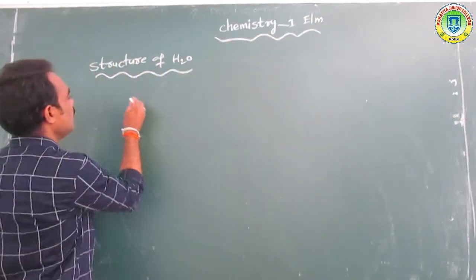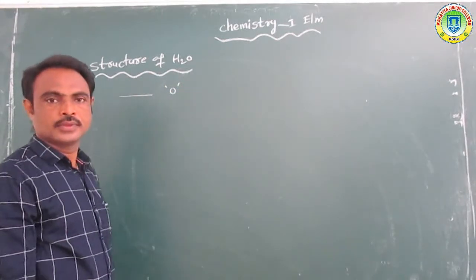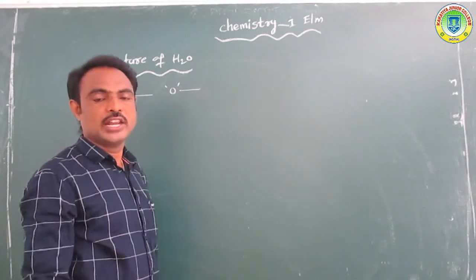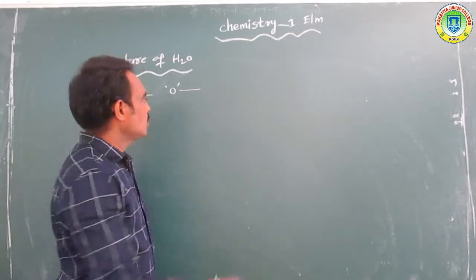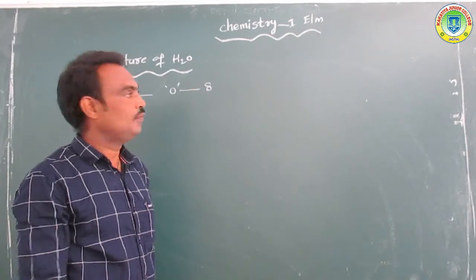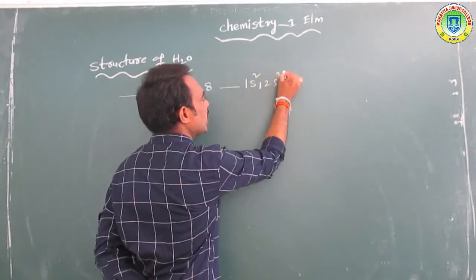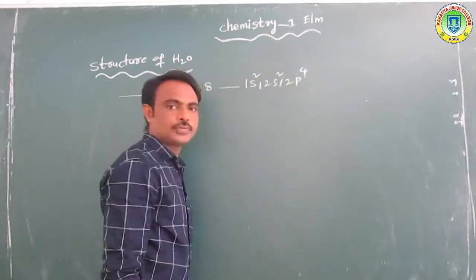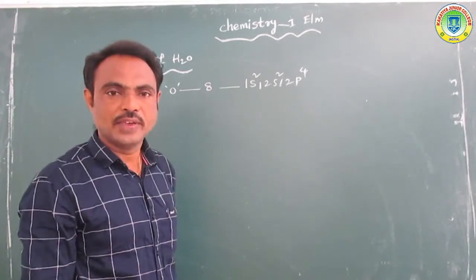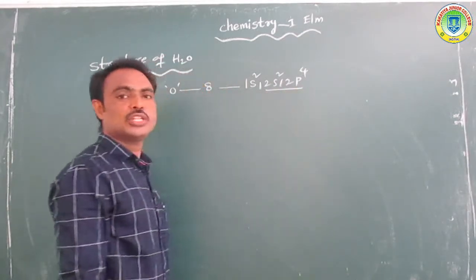Overall, in H2O, the central atom is oxygen. What is its electronic configuration? The atomic number is 8. We write the electronic configuration of oxygen as 1s2, 2s2, 2p4. So 2s2, 2p4 is the outer shell.